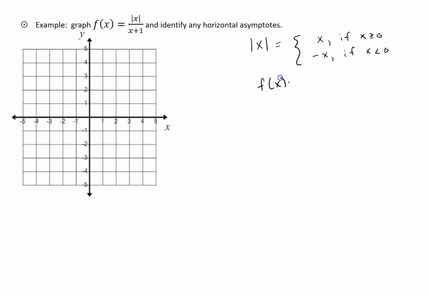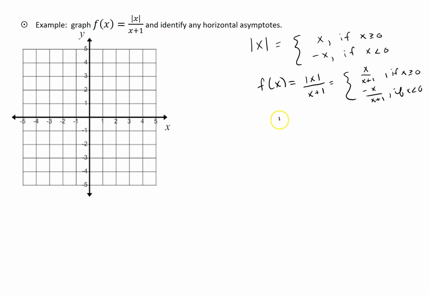So our f of x, which is equal to the absolute value of x divided by x plus 1, would be equal to x divided by x plus 1 if x is greater than or equal to 0, and negative x divided by x plus 1 if x is less than 0.